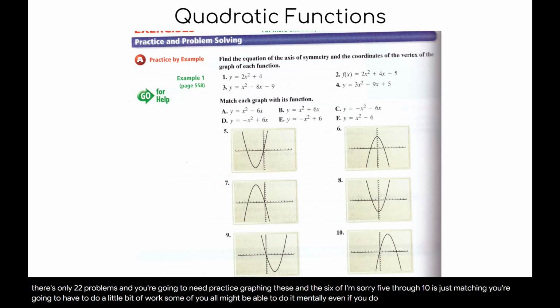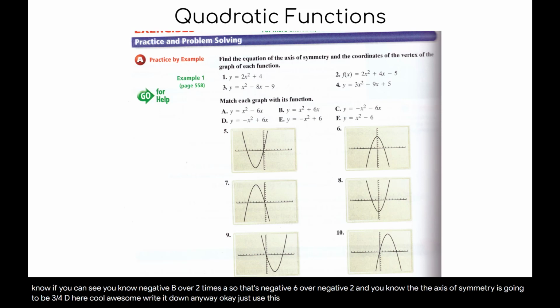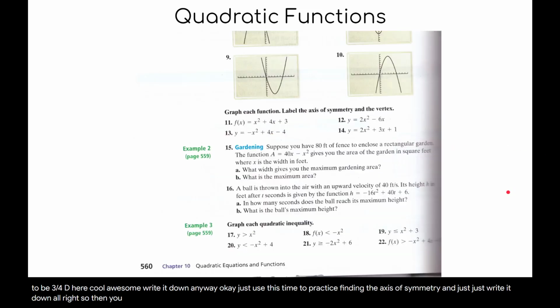Even if you do, get some scratch paper and write out negative b over 2a, so that's negative 6 over negative 2, and you know the axis of symmetry is going to be 3 for d here. Cool, awesome. Write it down anyway, okay? Just use this time to practice finding the axis of symmetry, and just write it down, all right? So then, doing 1 through 10, and then 11 through 22.